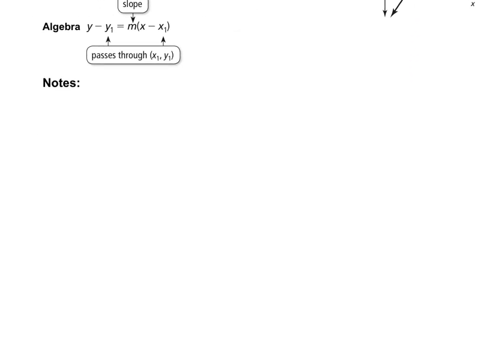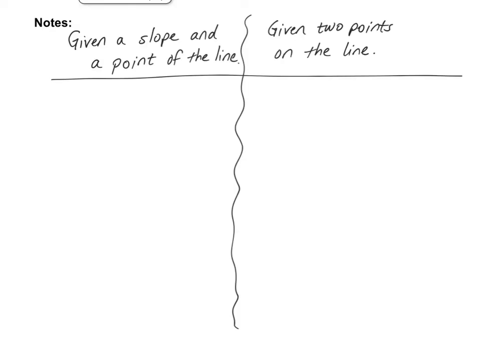Okay, we're going to take some notes down here. I want to show you two examples, one where you're given a slope and a point on the line, and the other where you are given just 2 points on the line. For example, if you are given that the slope is -1/8 and the point on the line is (3, -5), you would take your formula, y minus y1 equals m parentheses x minus x1, and substitute in what you know.